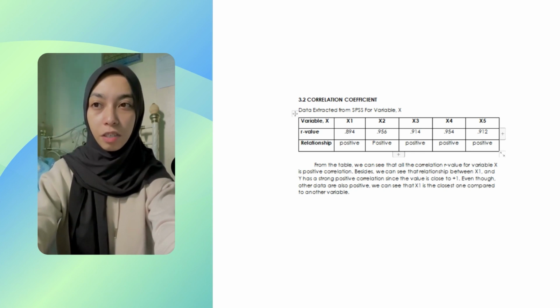X1 is the correlation coefficient. From the table, we can see that all the correlation R values for variable x are positive correlation. Besides, we can see that the relationship between x1 and y has a strong positive correlation since the value is close to +1. Even though the other data are also positive, we can see that x1 is the closest one compared to the other variables.